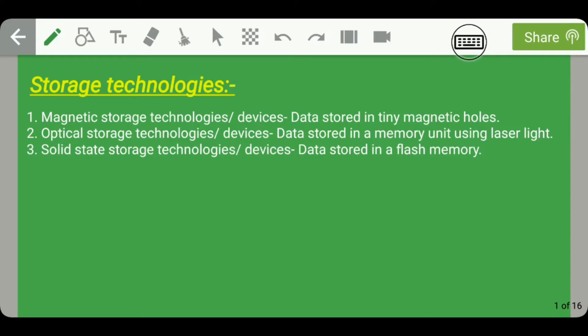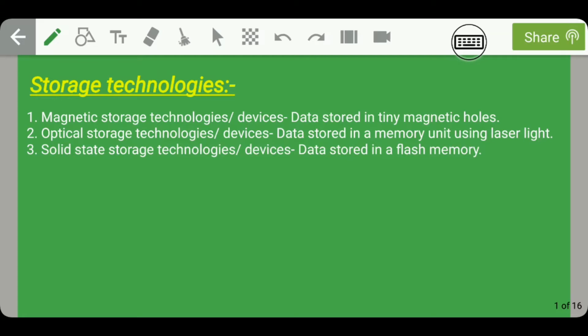Hi guys, welcome to this 14th lecture of ICT for GS for IES. So today, as part of ICT networking, we are going to see various storage technologies which we are using in computers. So storage means an area where we can save the data.